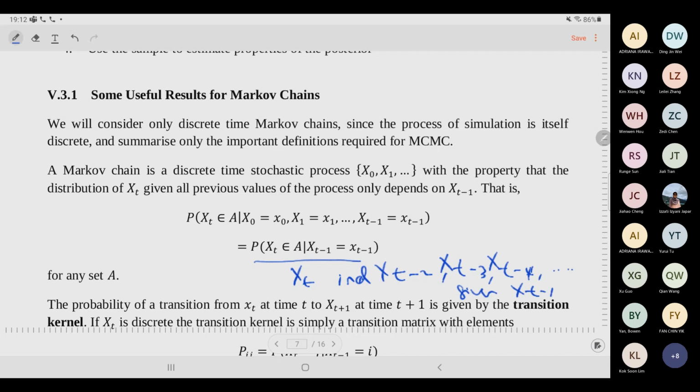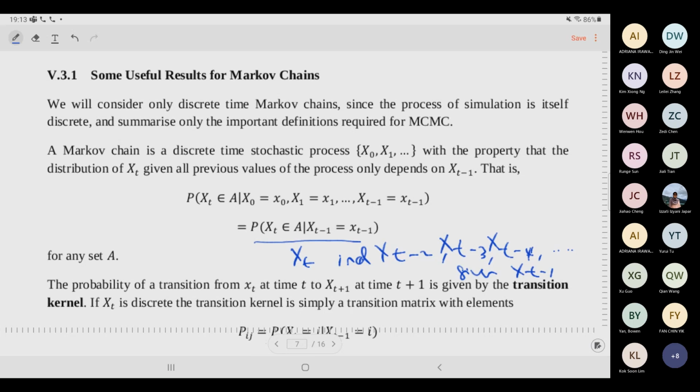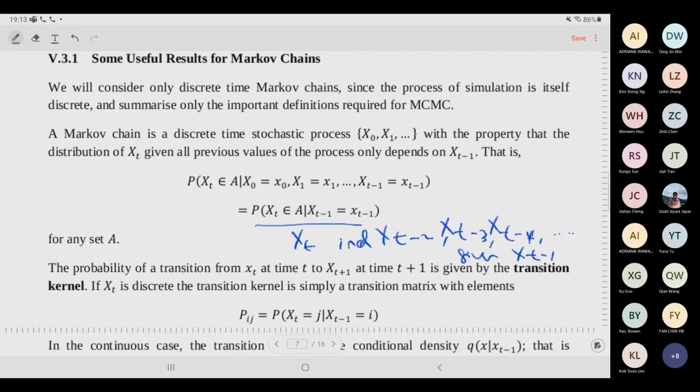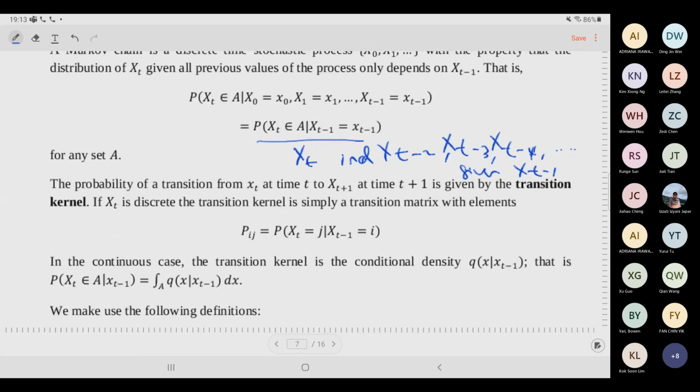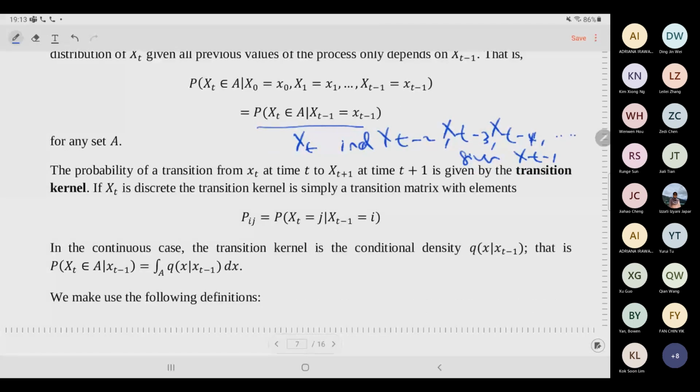So given the current value, the future is independent of the past. So xt is independent of xt minus 2, 3, 4, and so on, given that you know xt minus 1. Even though they are correlated, it is only by one time step. So this is a Markov chain. And then you have the transition kernel. Whenever you have the notation of a transition kernel, this is when you want to move from xt minus 1 to xt. This is how you write the transition kernel.